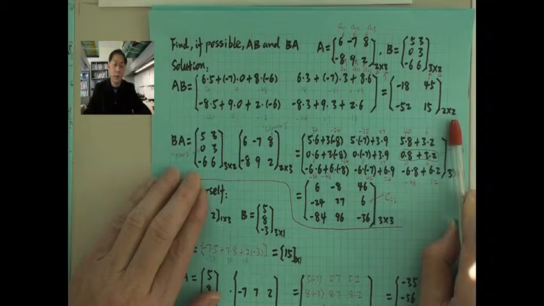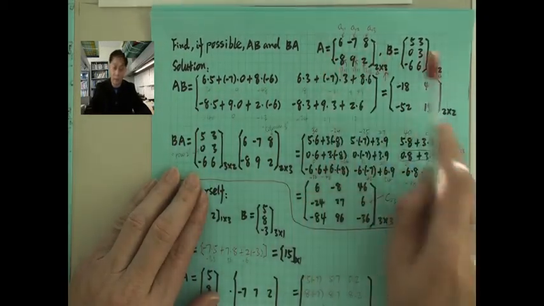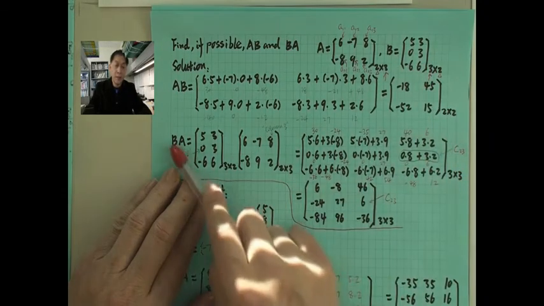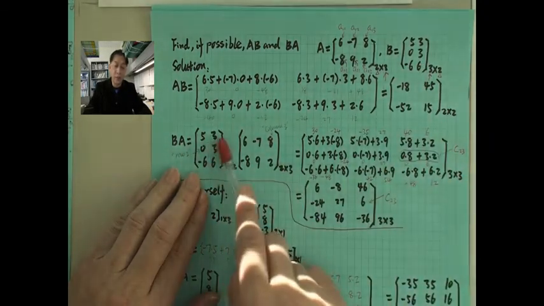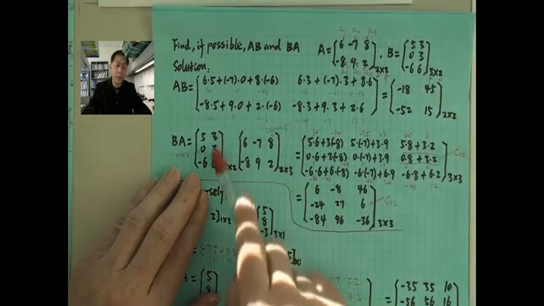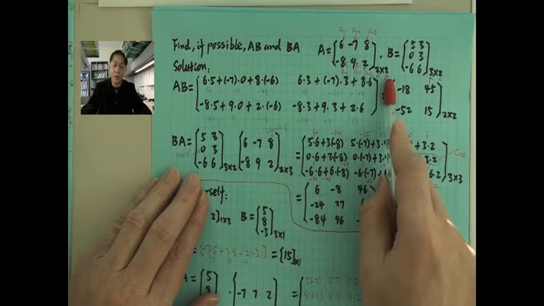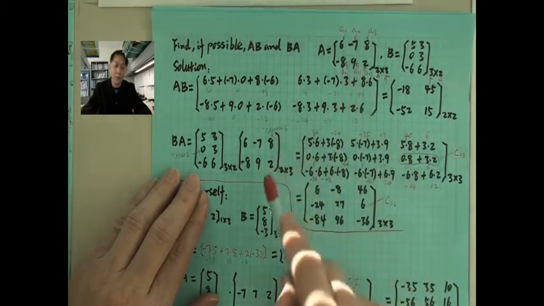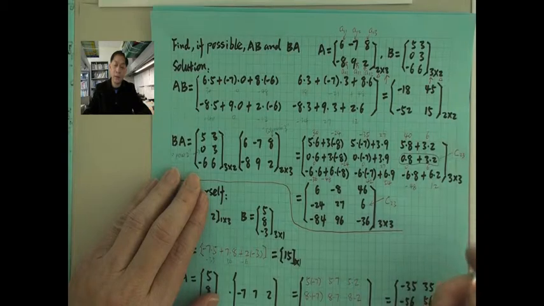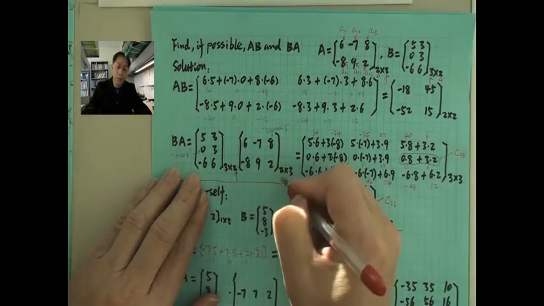Okay, now here is A times B. How about B times A? B times A, you want to write B first. B is 3 by 2. And A is 2 by 3. So we want 2 by 3, second one. Okay? Now, those two are equal.